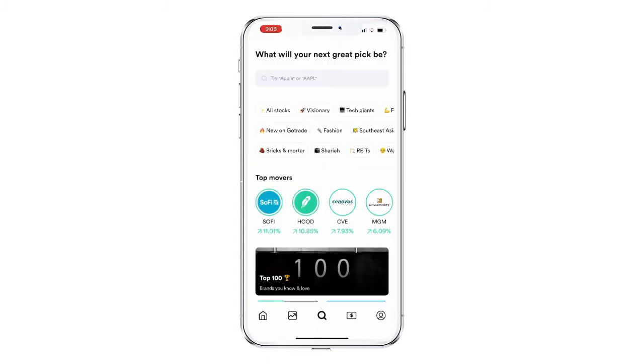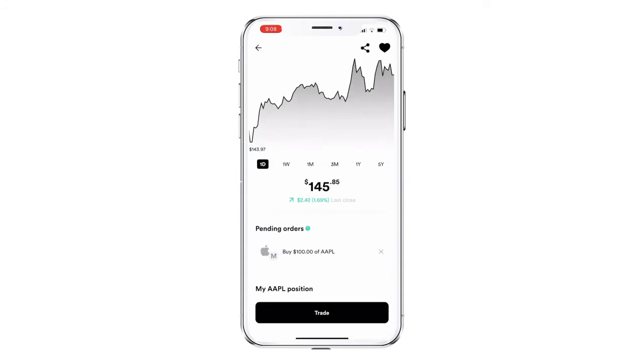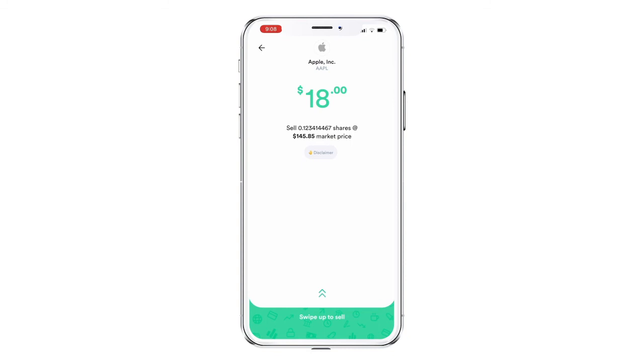If you want to sell naman, let's try going back to Apple. Click trade and then sell. So, same lang din, pipiliin mo kung how much ang isa-sell mo. Currently, $18.77 ang available ko na pwedeng isell. Kasi ito yung current na hawak kong shares ni Apple. For example, $18. Okay, preview sell. And then just swipe up to sell. Pero ayoko mag-sell ngayon. Gusto ko lang siyang i-wait na tumaas pa.